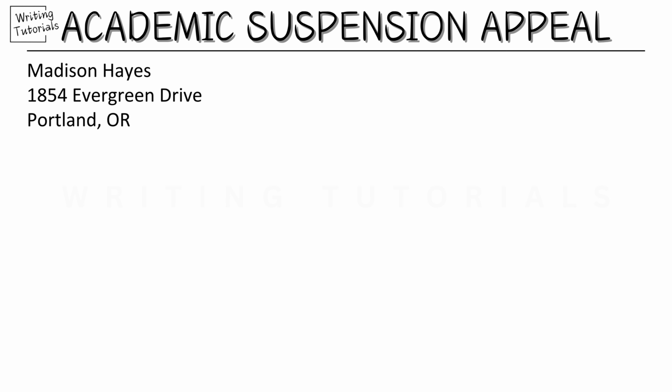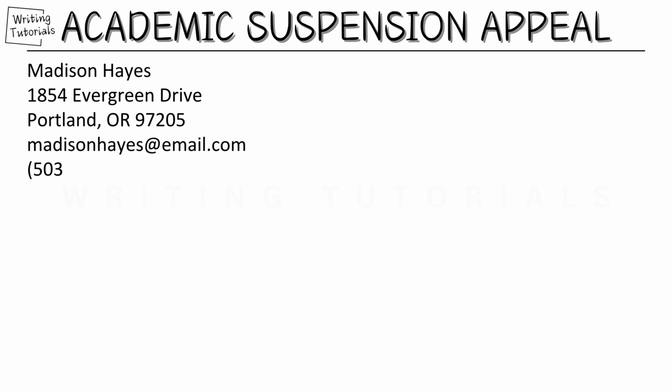At the top of the letter, write your full name, mailing address, email address, and phone number. This allows the university to identify your appeal and contact you if additional information is needed. Here's the sample: Madison Hayes, 1854 Evergreen Drive, Portland, Oregon 97205. Madison Hayes at email.com. 503-555-7428. The next section is the date.